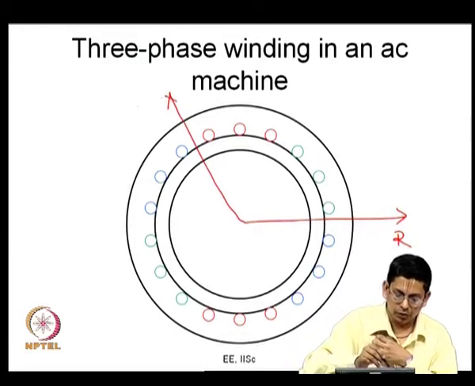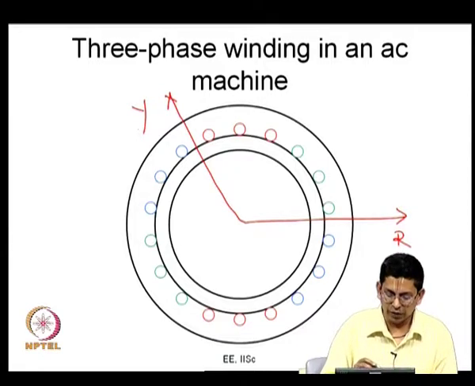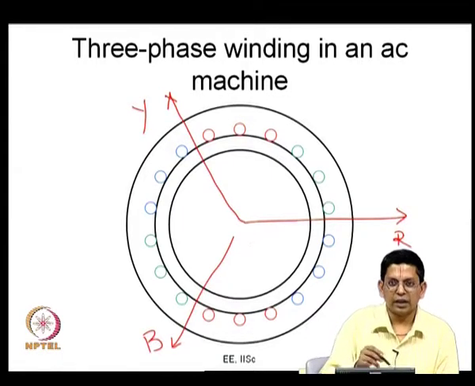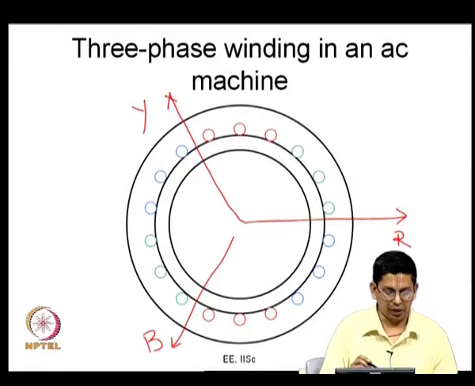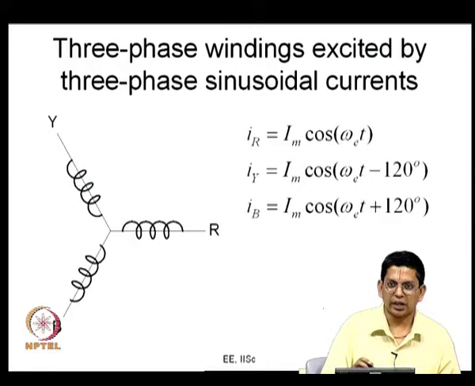This would be your Y phase axis in a machine. And what is the axis of the B phase winding? You have here and here. This would be the B phase axis. These are the axes of the three windings of this machine. Now, let us look at what happens when they are excited.